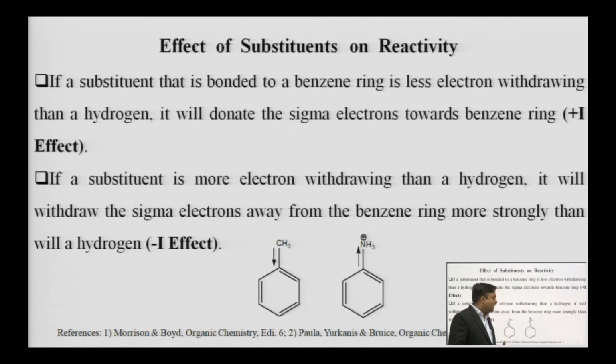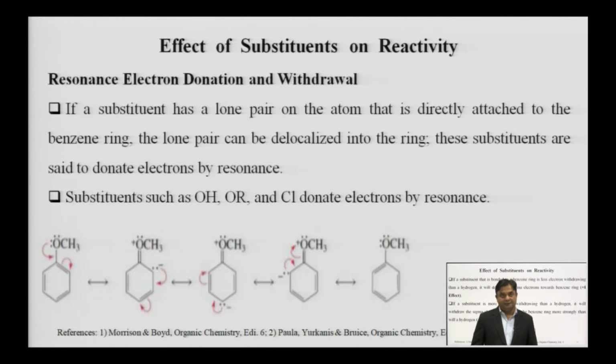For example, as you can see in the structure, there is a methyl group. You know that an alkyl group always has a plus I effect. So, methyl has a plus I effect. Because of the inductive effect, that methyl group can donate electrons towards the benzene ring, while in the case of the NH3 plus group, it has a minus I effect. So, it can withdraw electrons from the benzene ring. So, in the first example, the overall reactivity of the benzene ring towards electrophilic attack will be increased, while in the second example, the overall reactivity of the benzene ring for the second electrophilic substitution reaction will be decreased.